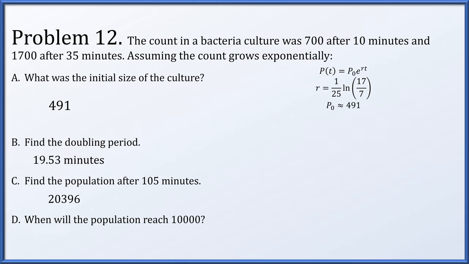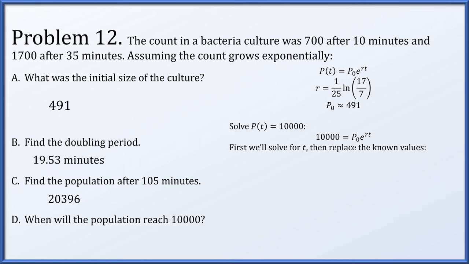And finally, in part D, when will the population reach 10,000? So we set the population at an unknown time to be 10,000. So 10,000 is p-naught times e to the rt. So we'll solve this for t, and then we'll replace the known values. This will simply cut down on the amount of writing. So we divide both sides by p-naught. We take a log of both sides, and we divide by r. So the t we are attempting to solve for is 1 over r times the natural log of 10,000 over p-naught.